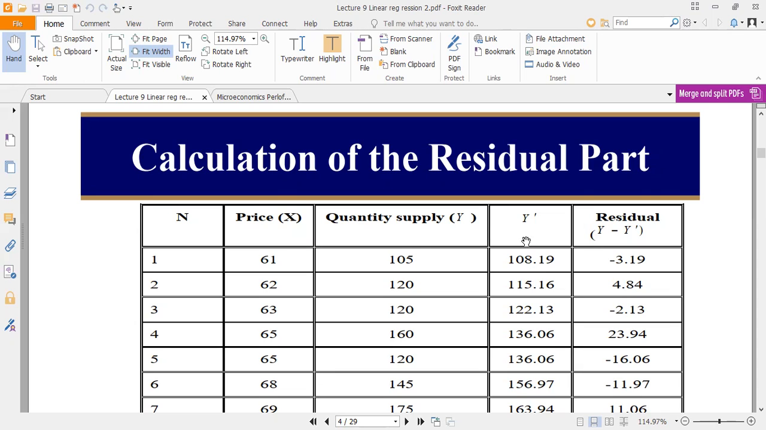Then we add y prime minus the mean. So 150 plus 108.19 minus 150. Then you add the residual, and let's see what we get. First, you add the mean, so the mean is 150. Then 108.19 minus the mean, minus 150. Then add the residual.